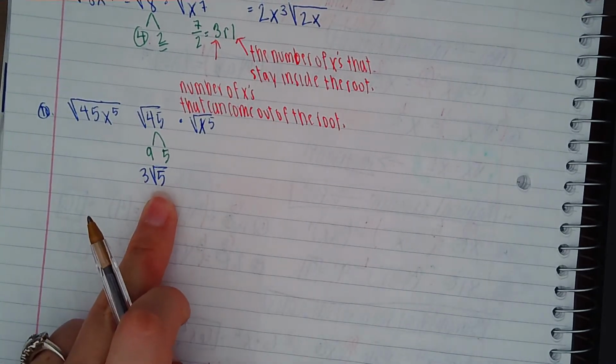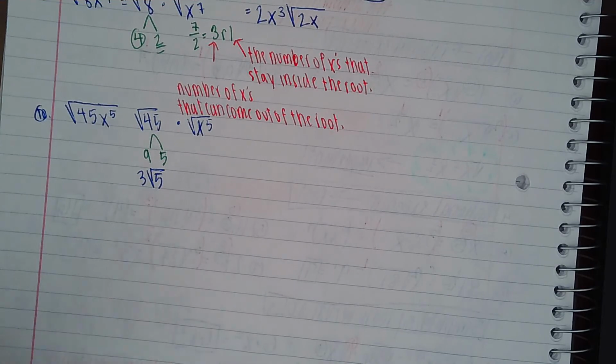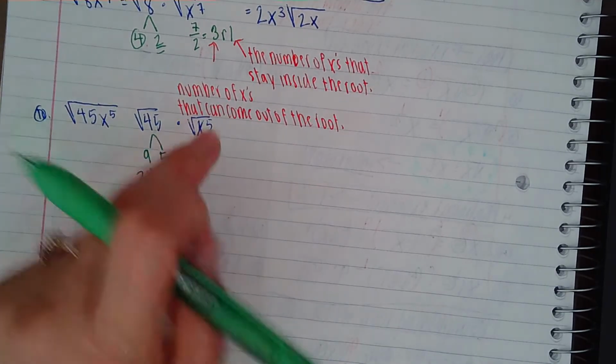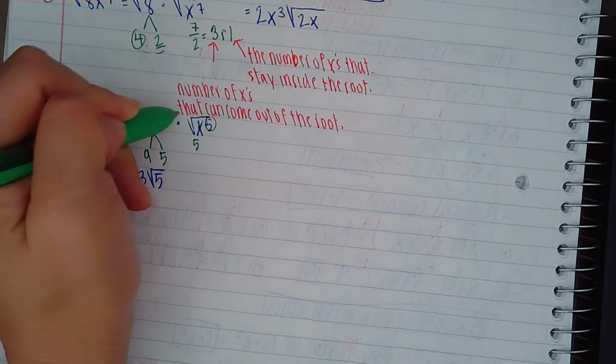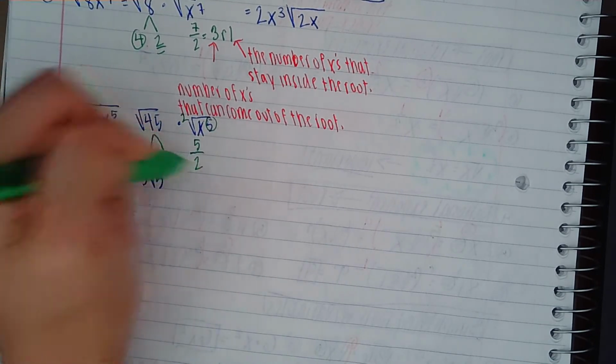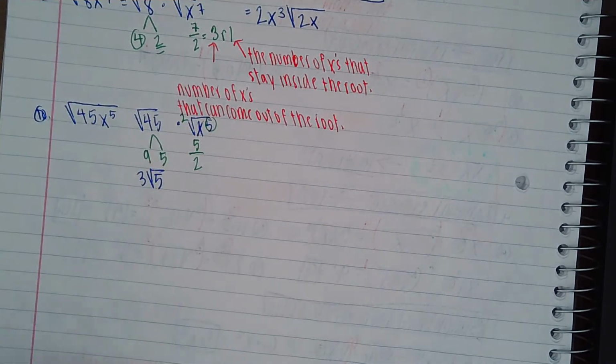I'm just writing them below now. It's probably going to be a little bit easier to follow. And then I think, okay, there's my 5. So I'm taking this 5, and I'm dividing it by the 2 that's the index of the root.